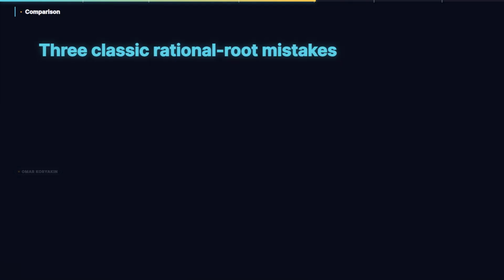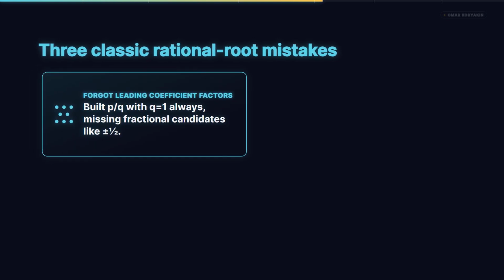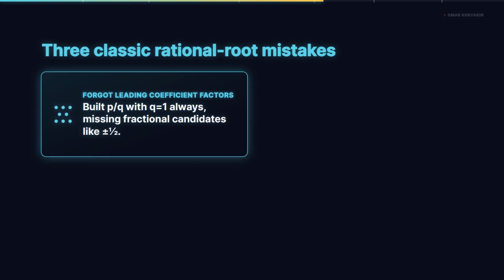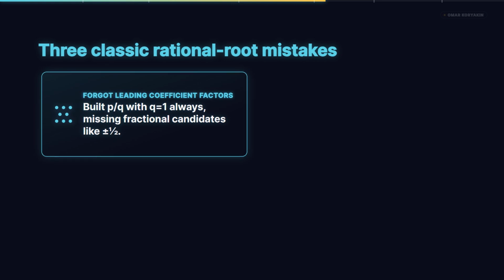3 mistakes that catch every algebra student during their first weeks of rational root theorem work. Each one is fixable with a small explicit habit applied on every problem from now on consistently. First mistake, forgetting that Q must be a factor of the leading coefficient and writing the candidate list as just plus and minus the factors of the constant.